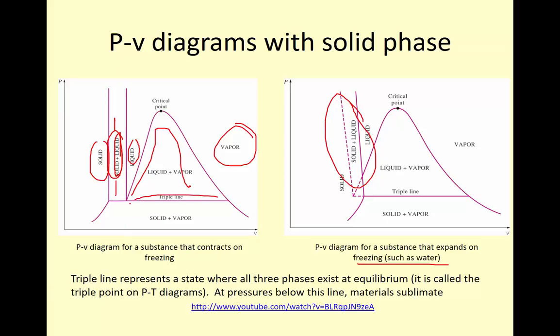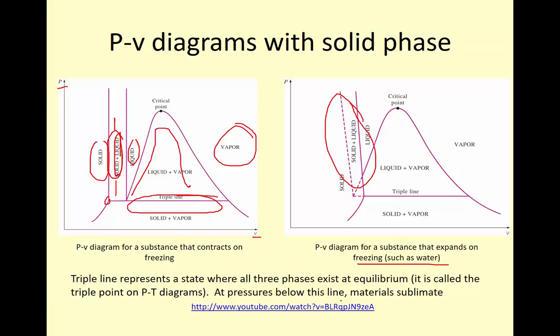And then there's the triple line, which represents a state where all three phases exist at the same time. So we'll have a liquid, a vapor, and a solid all at the same time. It's called the triple line on a PV diagram, but if we look at it on a PT diagram, plotting pressure and temperature, it's actually a single point. So you can imagine that if we turn this diagram, then we would see it as a single point rather than a line.